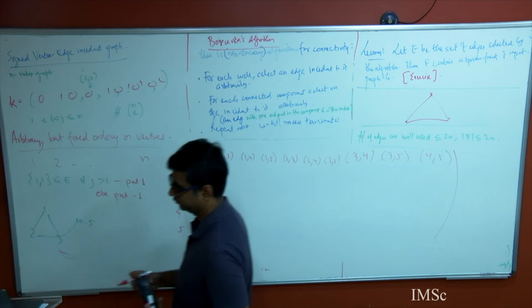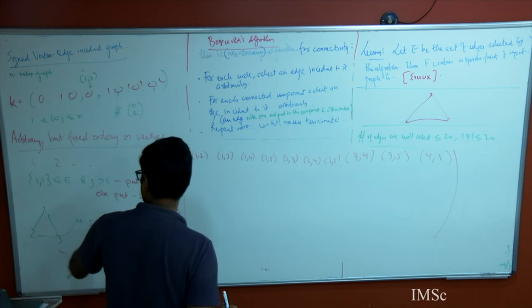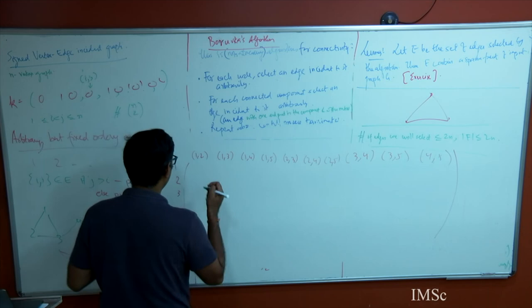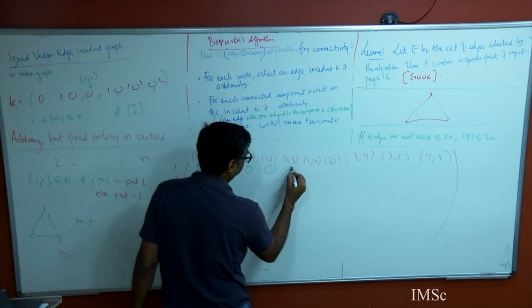So is 1 adjacent to which all edges? 1, 2 and 1, 3. Right? But look, 2 is larger than 1. 3 is larger than 1. So what did I put here? 1, 1. And 1 is anyway not adjacent to everything else, so put 0, 0, 0, 0, 0, 0, 0.